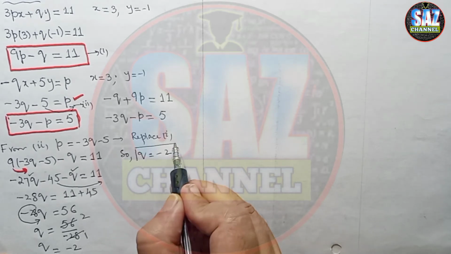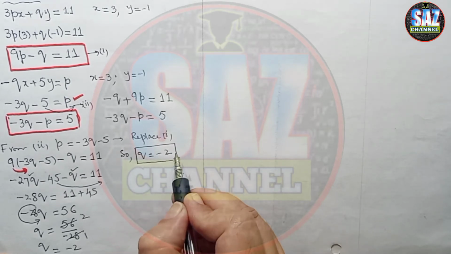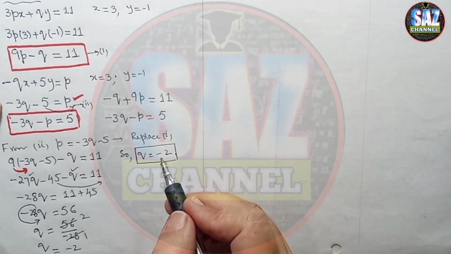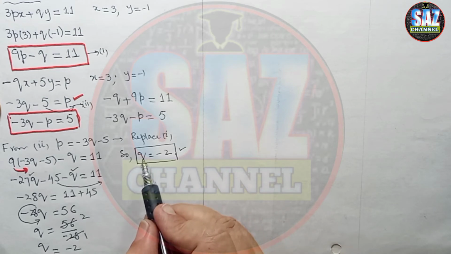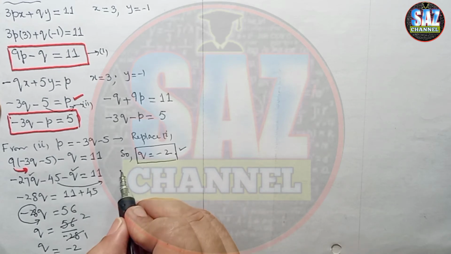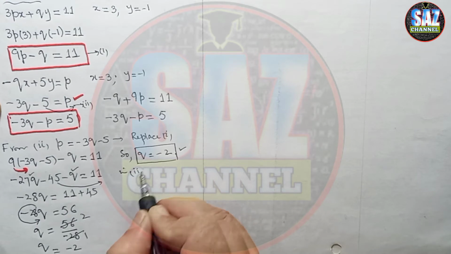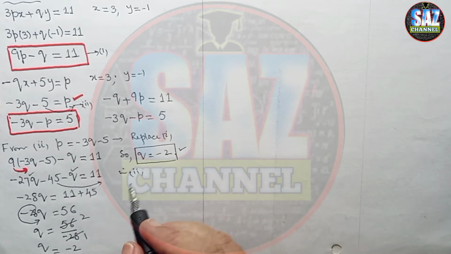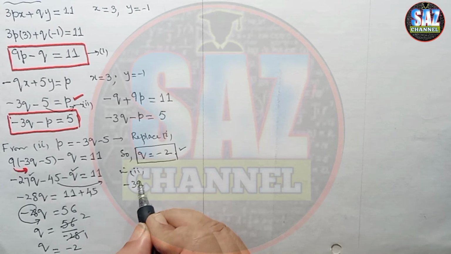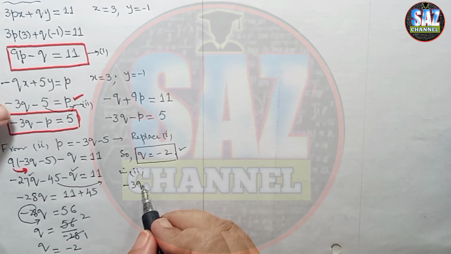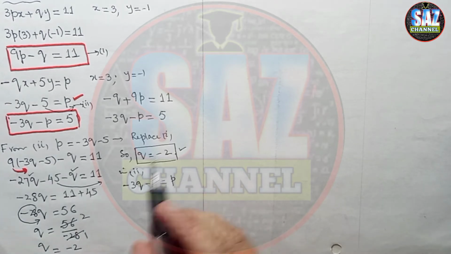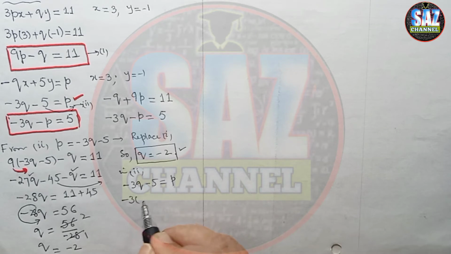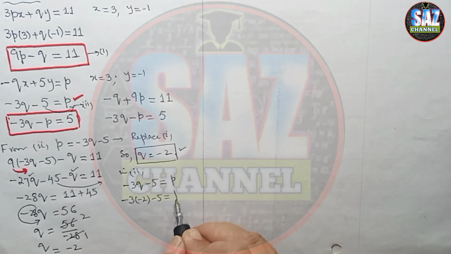And now I have to find the value of p, which is the second unknown of the question. So I will replace q equals minus 2 in the second equation. It's important to write the references. So the equation will take the form minus 3q minus 5 equals p. So instead of q, I will replace minus 2: minus 3 into minus 2 minus 5 equals p.